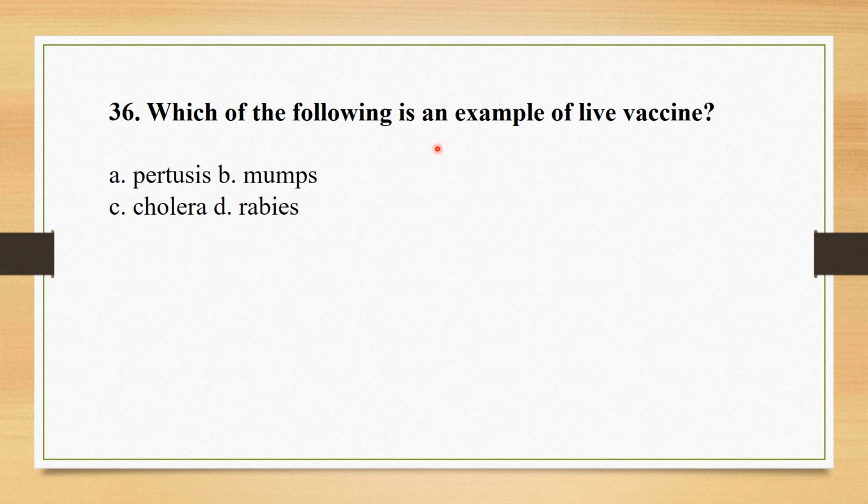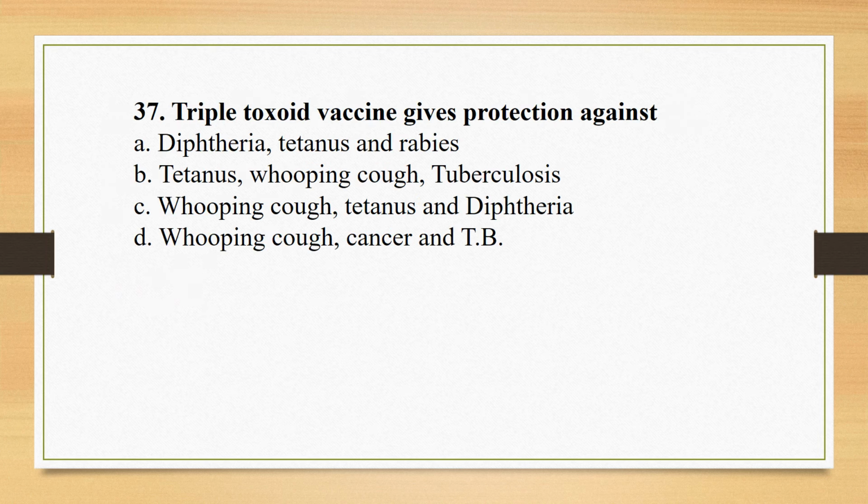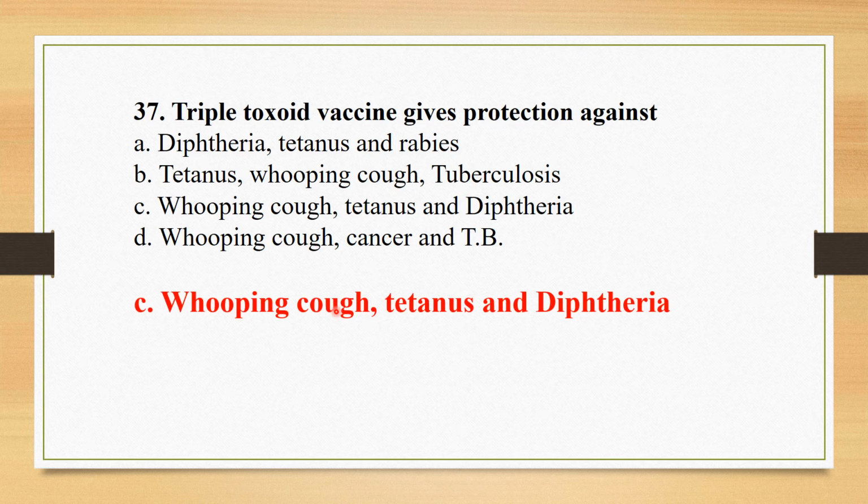Which of the following is an example of a live vaccine? Cholera is a live vaccine; all the others are killed vaccines. Triple vaccine gives protection against three different pathogens: whooping cough, called pertussis, tetanus, and diphtheria. DPT is the vaccine used for three different infections.